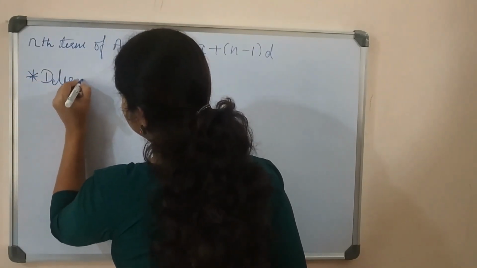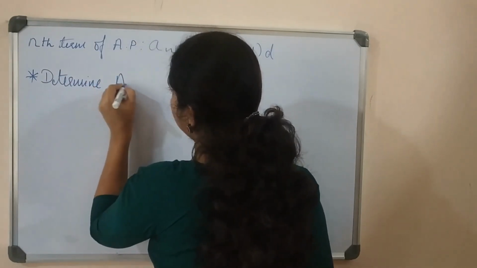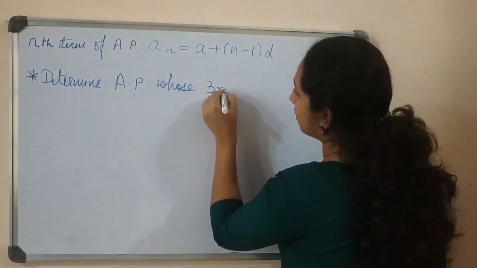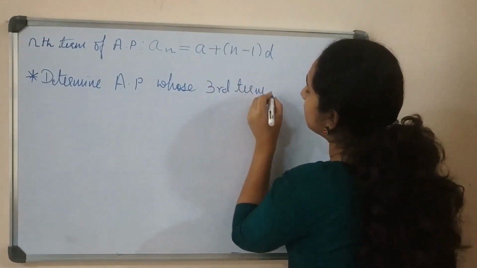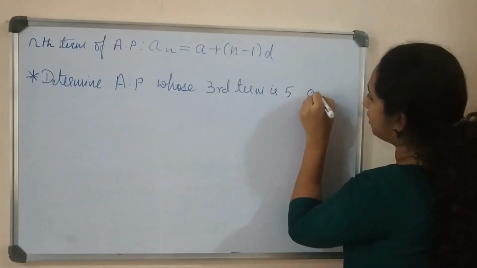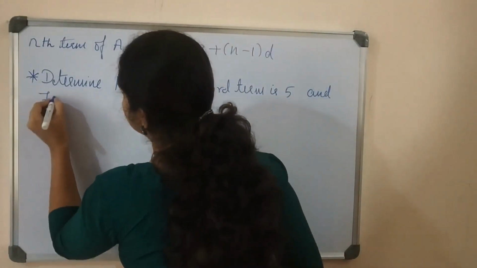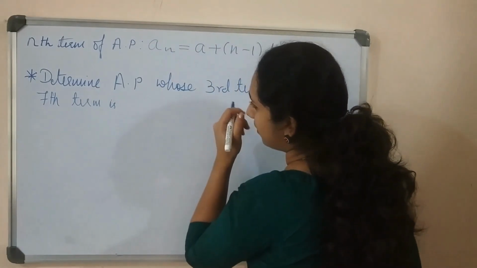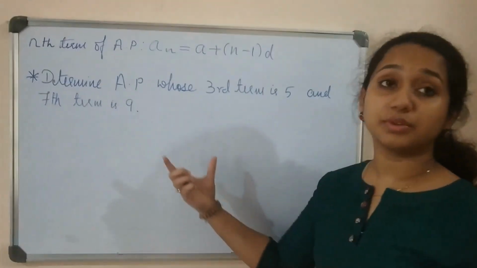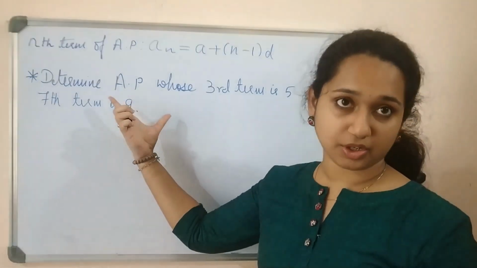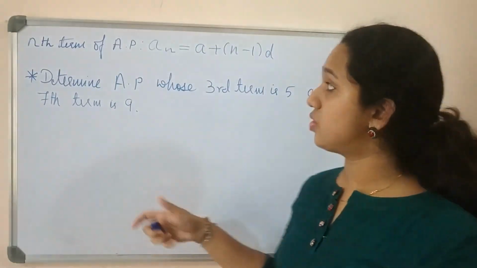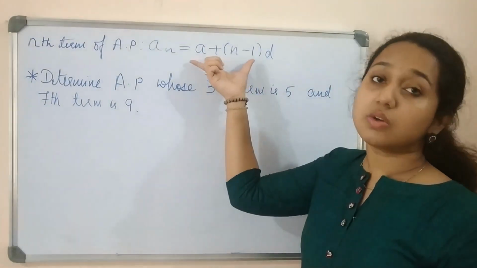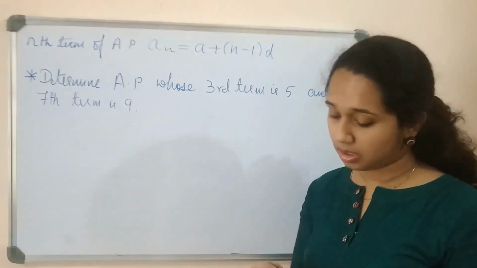Determine the arithmetic progression whose third term is 5 and seventh term is 9. Okay, so what I have to do in this problem is find the arithmetic progression using the third term and the seventh term. So I have the value of the third term and the seventh term, and I have this equation. Using this equation, I have to find the rest of the arithmetic progression series.